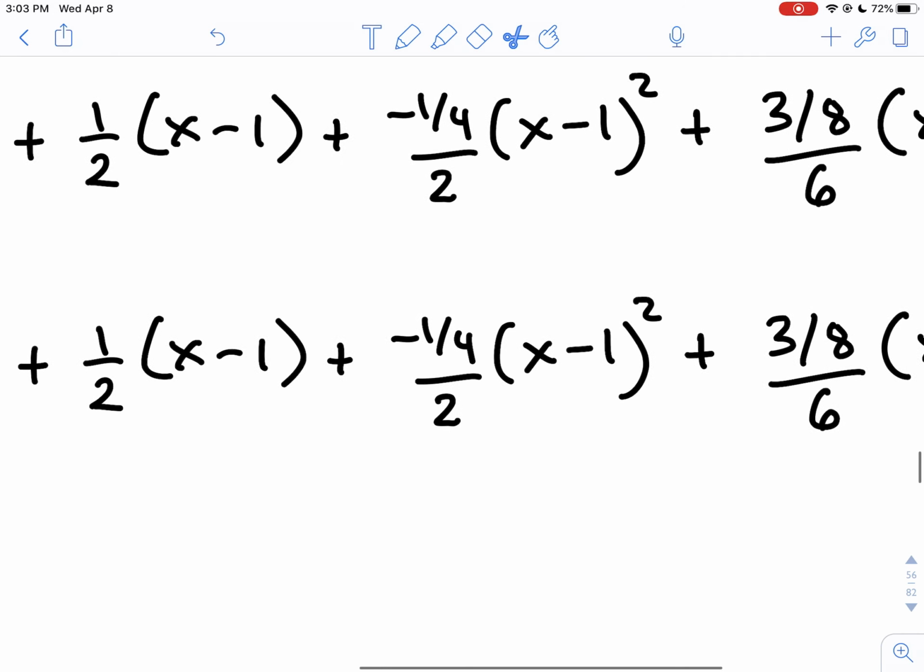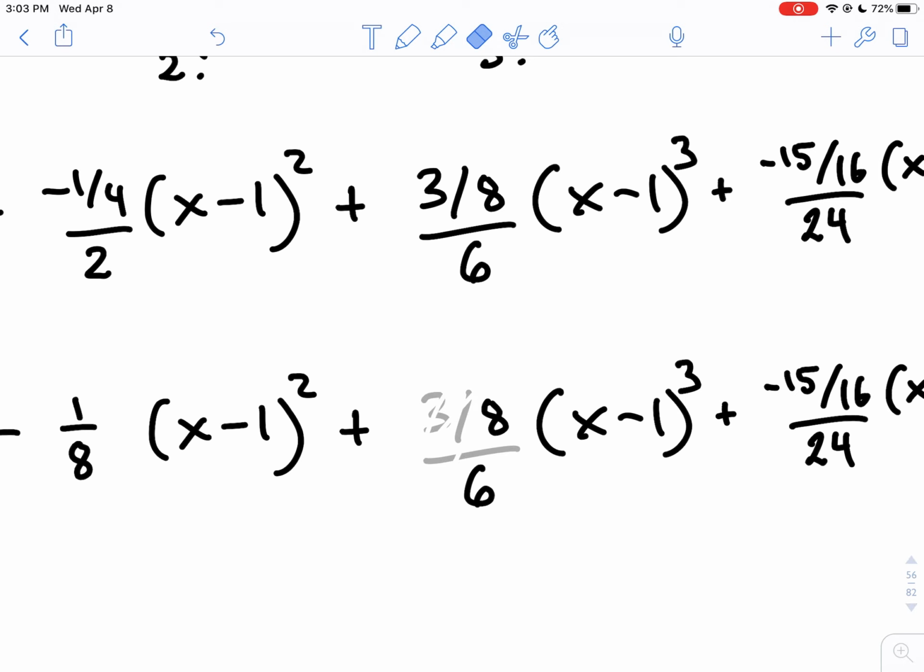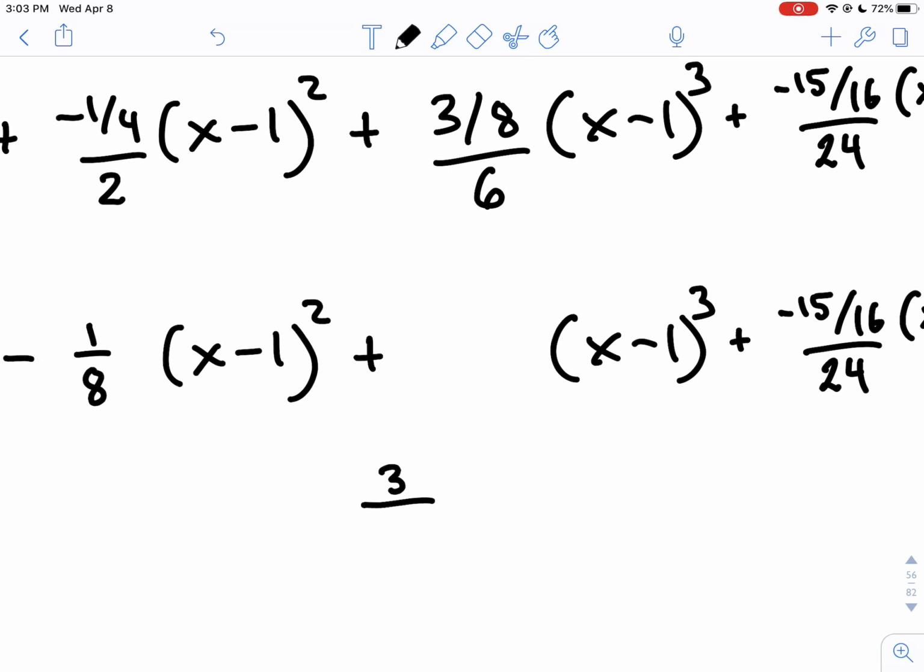Now let's get this coefficient here fixed up. This negative will make this just subtractions, and 1/4 divided by 2 is 1/4 times a half. So negative 1/8 goes here. 3/8 divided by 6, all right, that's 3/8 times 1/6, or 8 times 6 is what's going to happen. That will cancel, leaving a 2, so 1/16.